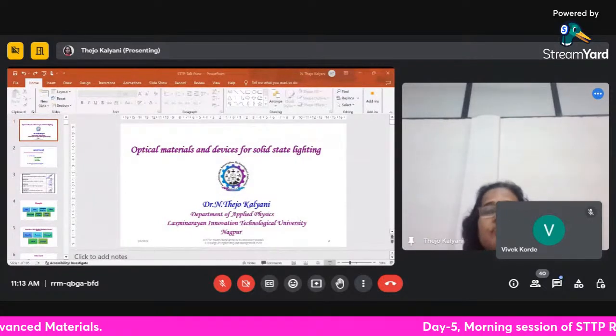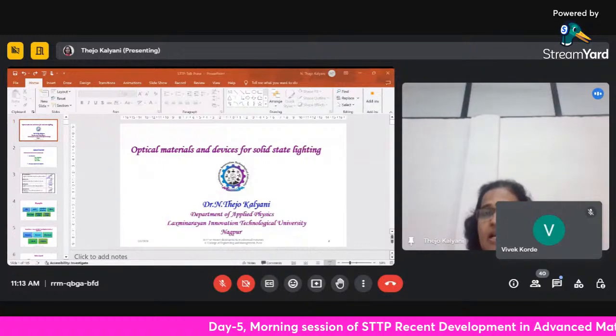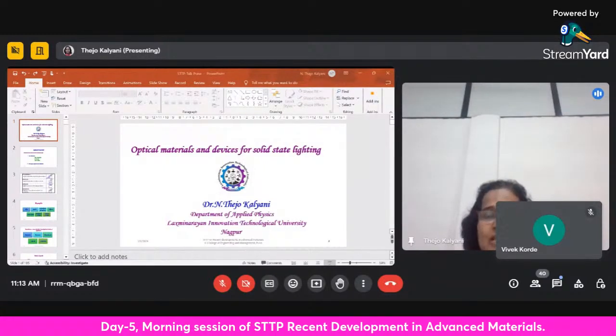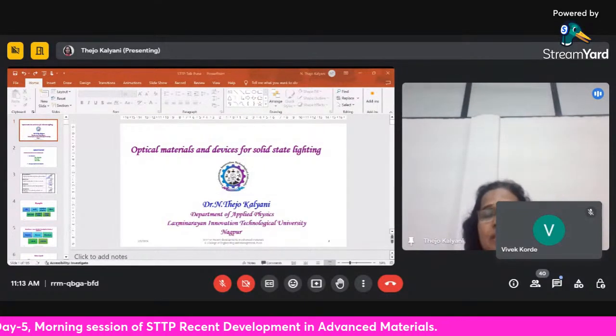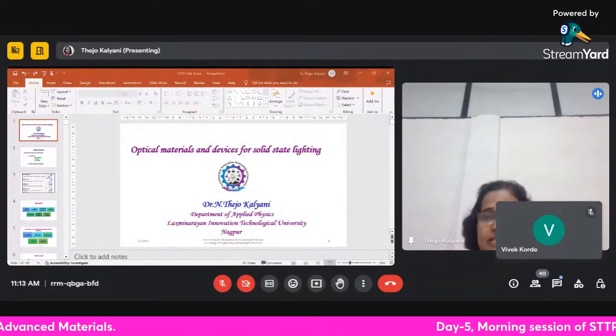state lighting. First, let us try to understand what exactly these optical materials are, and later we'll go for the optical devices, and then we'll know something about solid state lighting, and we'll see how these optical materials and devices are correlated with respect to solid state lighting.